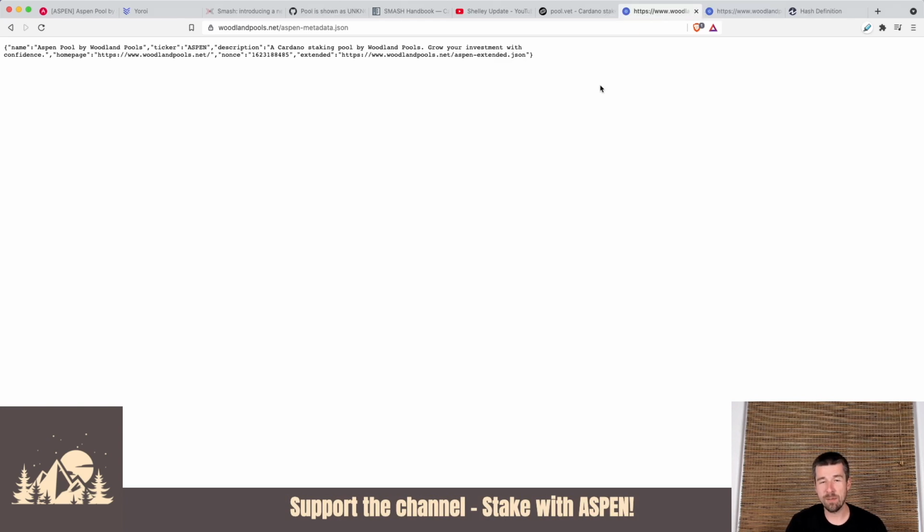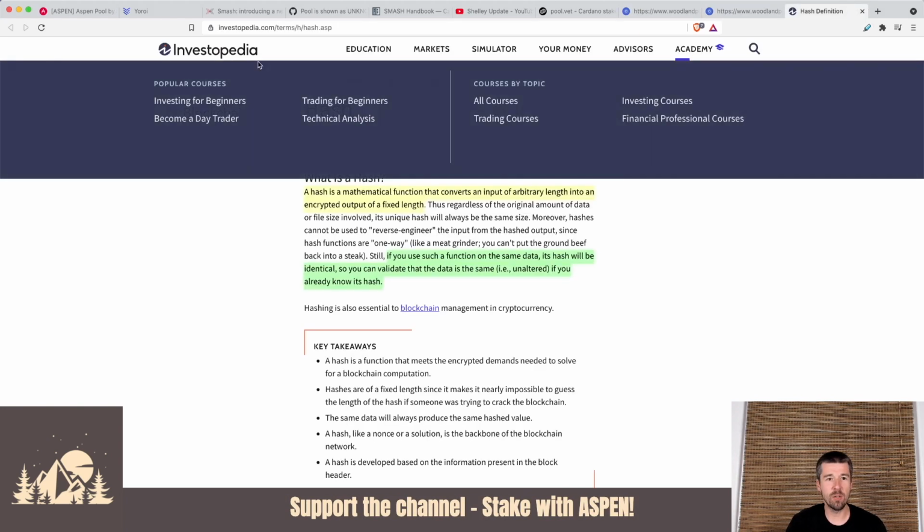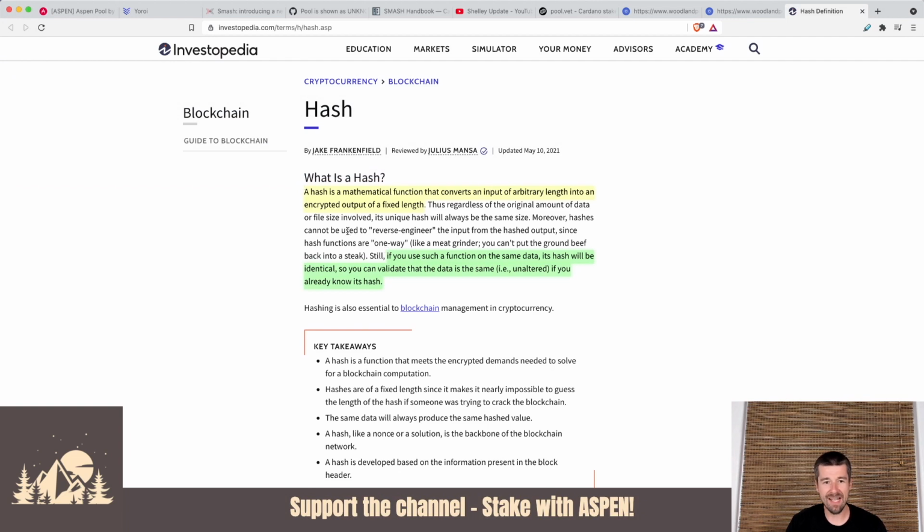For a nice simple explanation of what a hash is, we can come to Investopedia. And here we go, what is a hash? A hash is a mathematical function that converts an input of arbitrary length into an encrypted output of a fixed length. So you can take a string of characters, no matter how long it is, and you'll end up with an output that's always the same length every time. But the most important part is that a hash algorithm like this is deterministic. What it means is that if you use the same algorithm and the same input, you'll always get the same output every time.